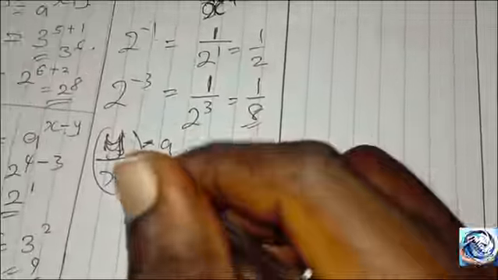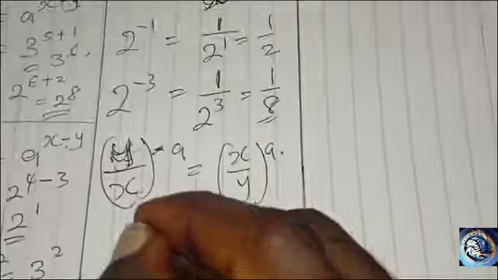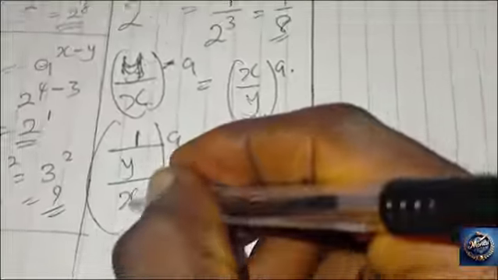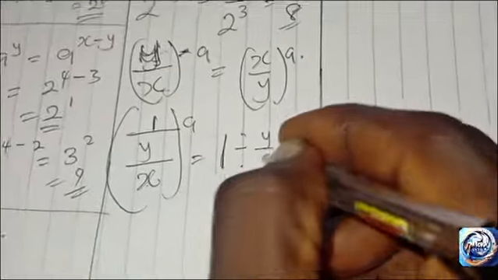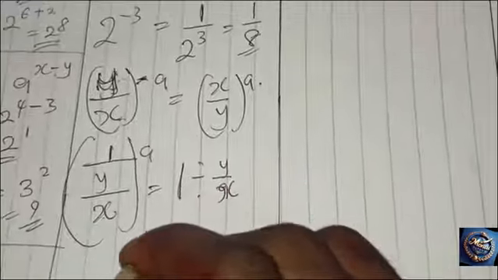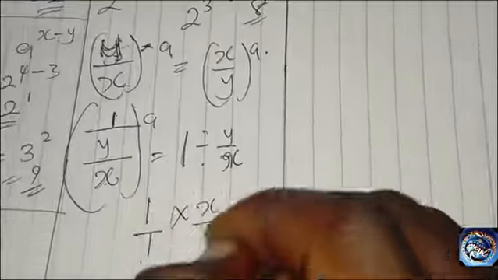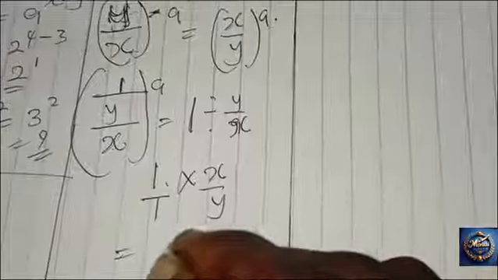It's still the same thing that is being applicable here. Each and every one of these has a power of a. It's just like saying this is 1 all over y all over x, everything raised to the power of a. So when you say 1 divided by y all over x, it will give you 1 all over 1 times x all over y. So that will give you 1 times x, which is x, and 1 times y, which is y. So don't forget the a that is there. Everything will be a.